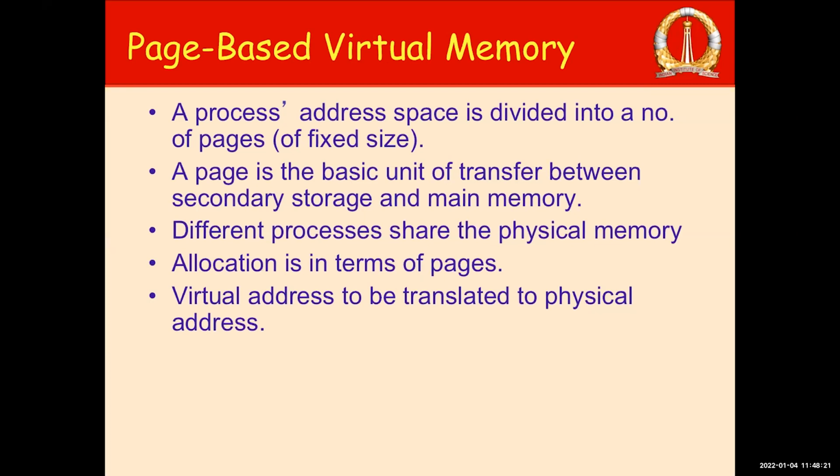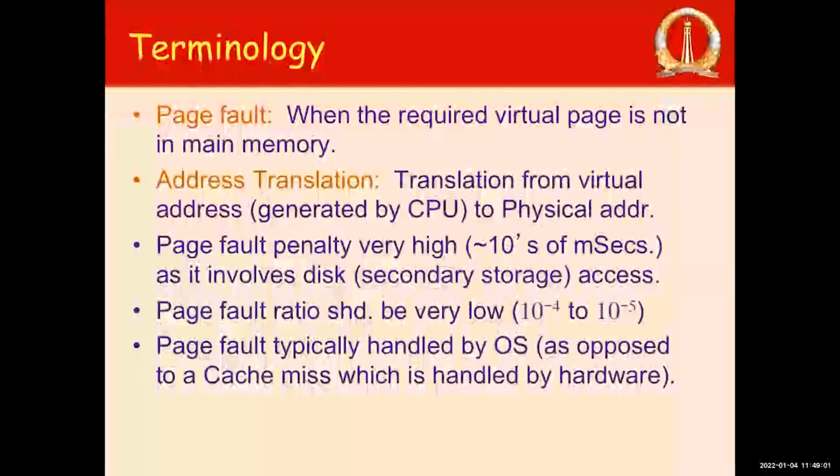What you normally do is that the main memory is also divided in the size of pages, and pages from the secondary memory are brought into the main memory in chunks of that size. This is the unit of transfer from the secondary storage to the main memory, and allocation is also done for these different pages. Now you have to translate these virtual addresses into physical addresses. Let's see how you do this in the case of a page-based memory management system.